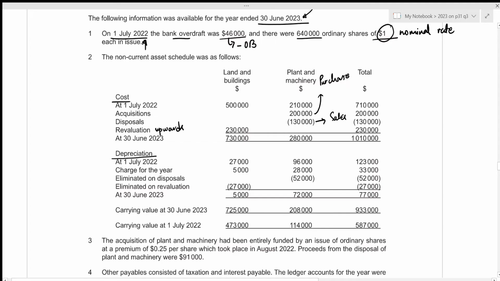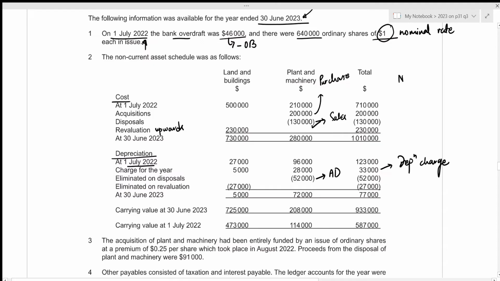For our depreciation section, we have our opening accumulated depreciation. For land and buildings, it's 27,000. For plant and machinery, it's 96,000. Then we have charge for the year. So this is the depreciation for the year, which we again need while preparing our statement of cash flows. We need to adjust this into our operating activities section. So the total depreciation charge for the year is 33,000. Then we have eliminated on disposals. This is the accumulated depreciation of the disposed asset. And we already have the cost of the disposed asset.